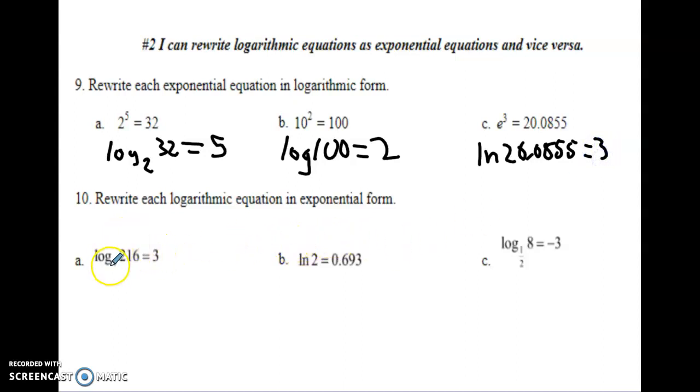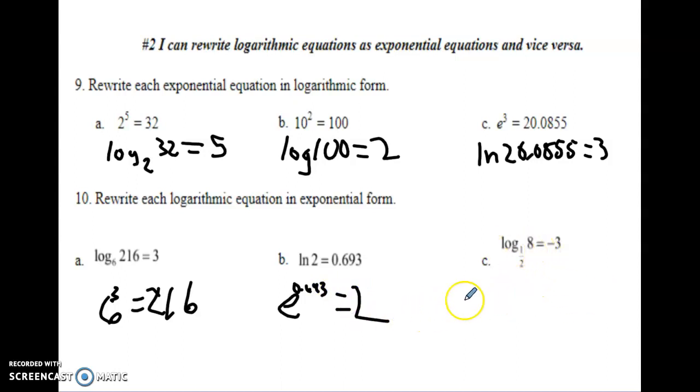I'm just doing the opposite. So this time I start with the base of 6. 6 to the third equals 216. This one has a base of e. So this is e to the 0.693 equals 2. This one has a base of 1/2. So it's 1/2 to the third equals 8. Oh, that's to the negative third.